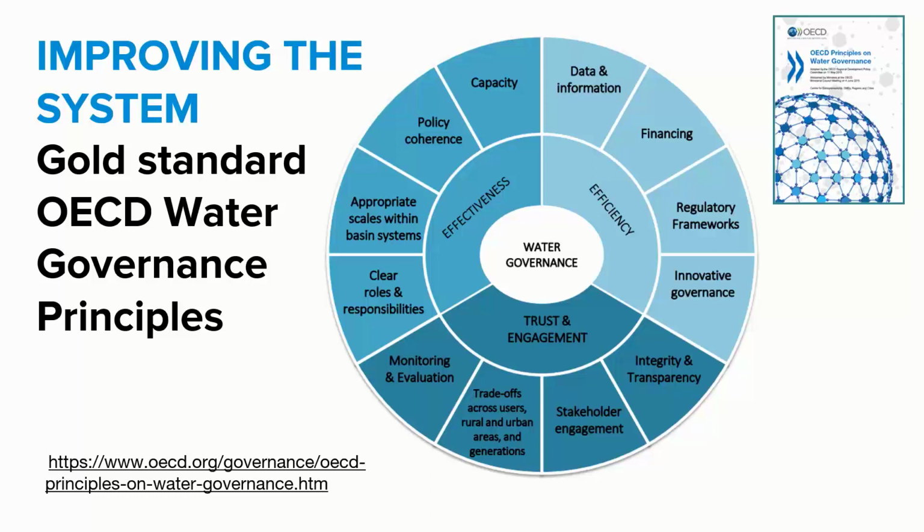They provide recommendations for 11 areas, including, for example, the assignment of clear responsibilities, harmonizing policies, fostering innovation, or involving stakeholders. These areas are checked for their effectiveness, meaning how well objectives are achieved, for efficiency, meaning how many resources are needed to achieve objectives, as well as for trust and engagement, assessing how well the system is embedded and accepted in the society at large.